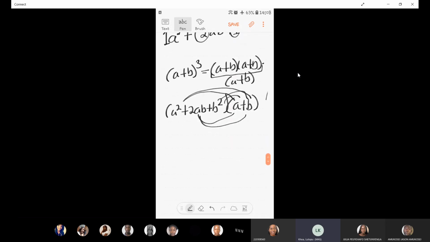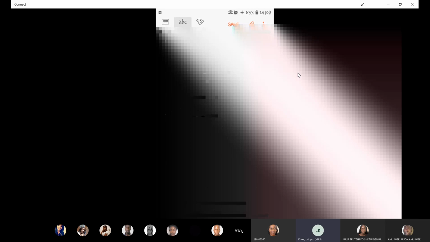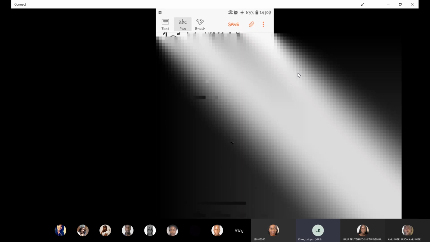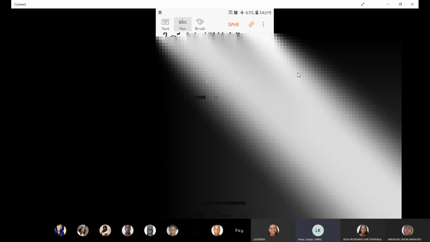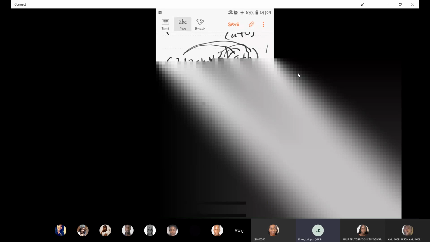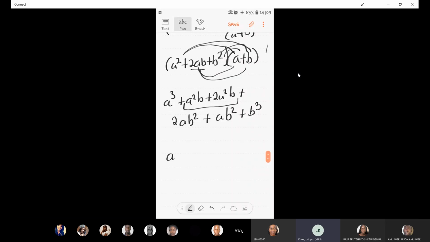I have a squared times a, this is a cubed, a squared times b, this is a squared b. I have 2ab times a, this is 2a squared b, 2ab times b, this is 2ab squared, and then I have b squared times a, which is just ab squared, and then b squared times b, which is b to the power of 3. Then collecting my like terms, I can see these two are like terms, a squared b. I have 3 of them. I have a cubed plus 3a squared b, and then these two are also like terms.